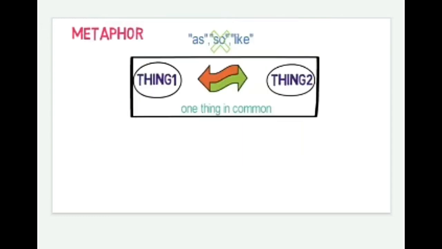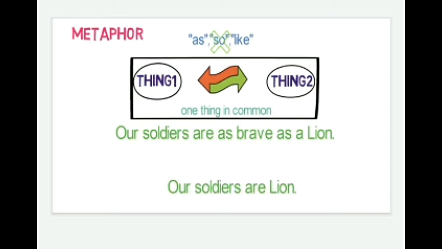In the same way, the first person and the second person have one thing in common, but without using as, so and like. That is metaphor. After that, we see some examples. Our soldiers are as brave as a lion. This is the sentence we saw as a simile. If we change it into a metaphor: our soldiers are lions.